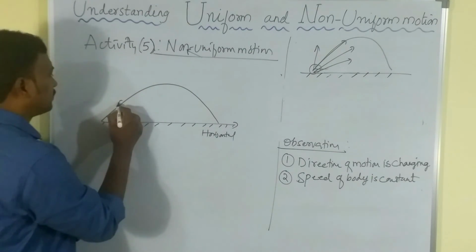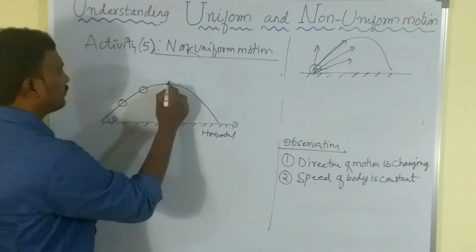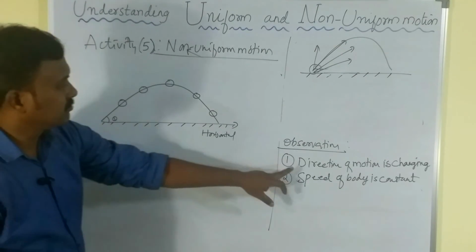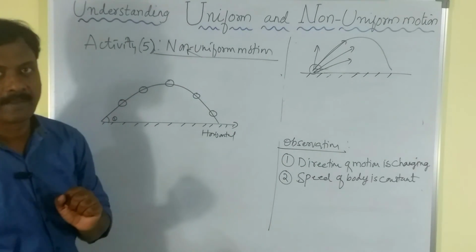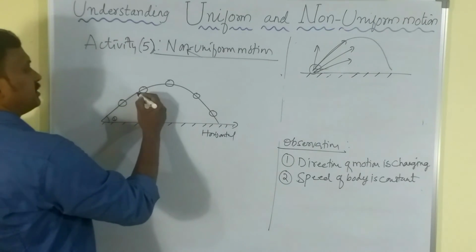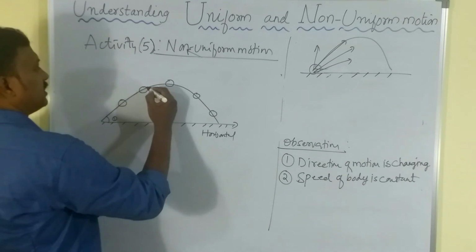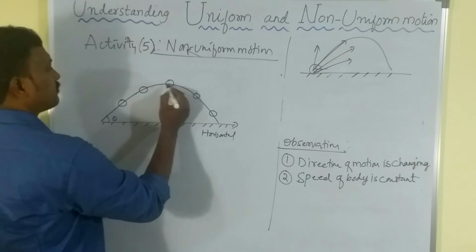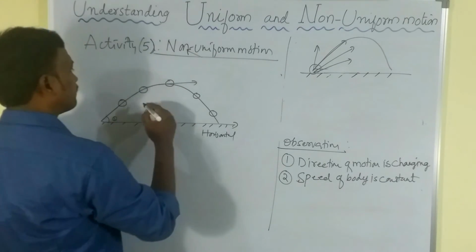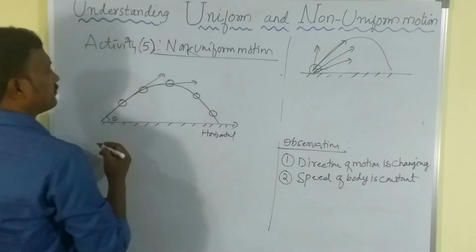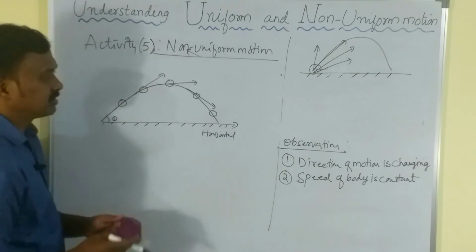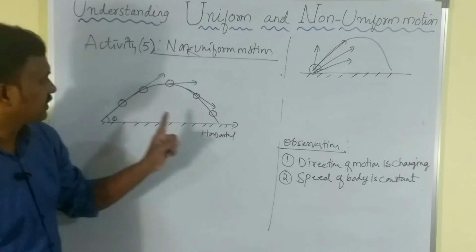Now when the ball is here, and when the ball is here, we are going to see the same thing: the direction of motion and the speed of motion. The direction of motion may be the same till here, but when it comes to this particular path, the direction of motion here is in this direction. The direction of motion is changing. We can observe it here.